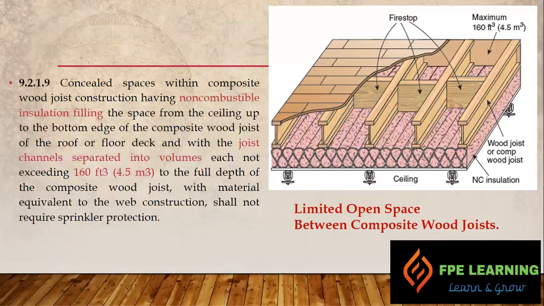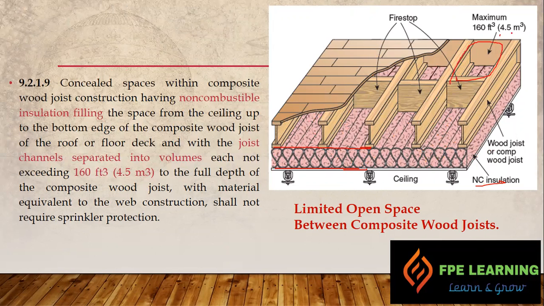9.2.1.9 says that a concealed space within composite wood joist construction having non-combustible insulation filling, so these are the non-combustible insulation filling or batt insulation, right? And the space from the ceiling up to the bottom edge of the composite wood joist of the roof deck, with the joist channel separated into volumes. So each volume cannot be more than 4.5 cubic meters.